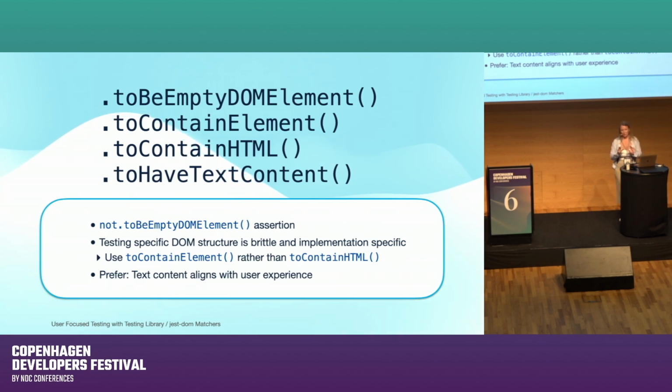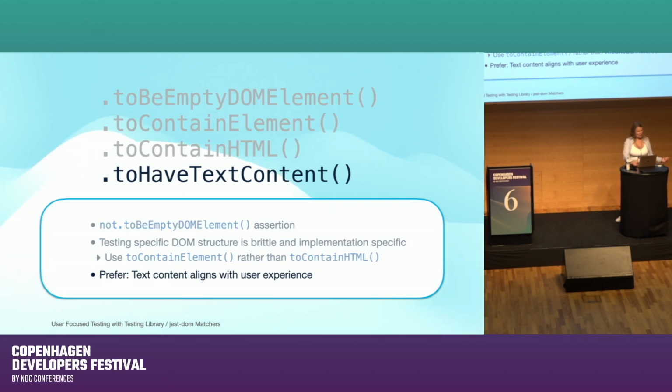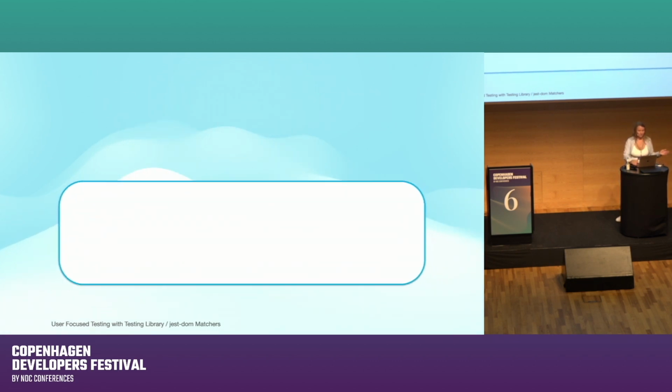Testing specific DOM structure, though, is very implementation specific and not really how a user experiences your application. It can be better to assert on elements over which you have control with toContainElement. toHaveTextContent, however, does align with your user's experience. You want to use toHaveTextContent on your non-interactive elements with text content, such as your paragraphs or spans. The toHaveTextContent matcher also supports regular expression for partial, case-insensitive, or explicit full content matching.